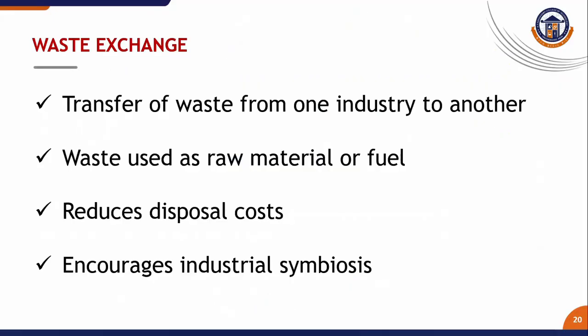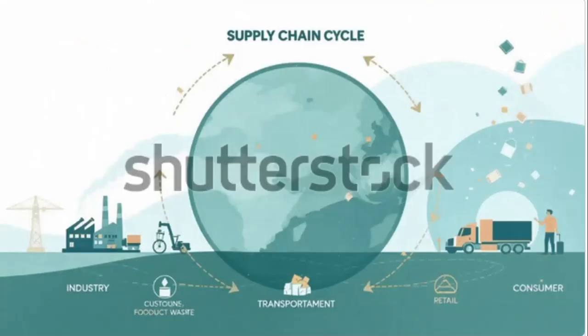Waste exchange: transfer of waste from one industry to another. Waste used as a raw material or fuel reduces disposal cost and encourages industrial symbiosis. You see the supply chain cycle, from the industry to the consumer. So what are the different processes that take place you are seeing in the figure? It is food waste, and finally it is transported and goes to the consumer.